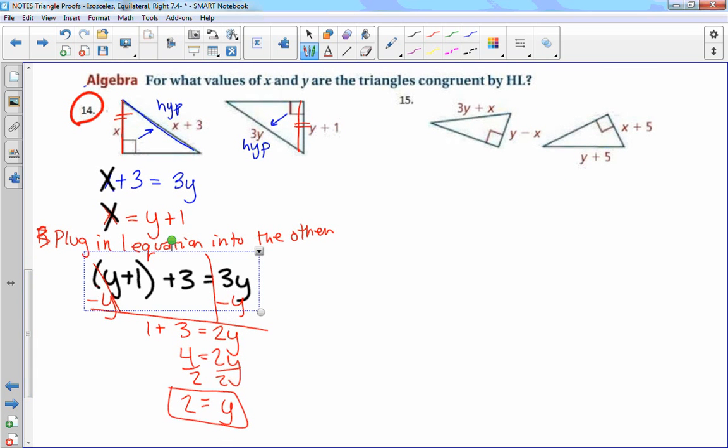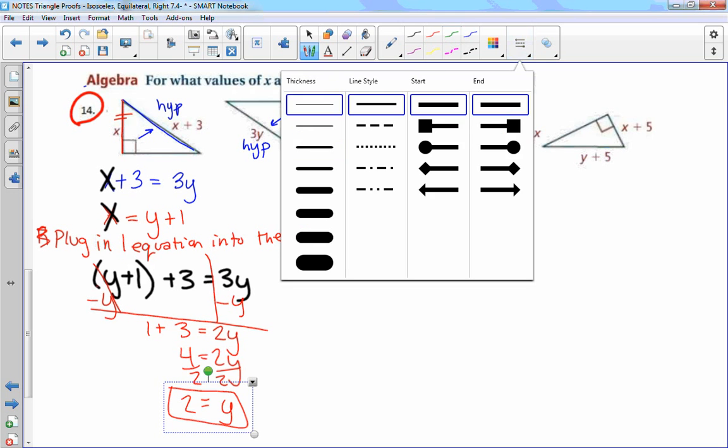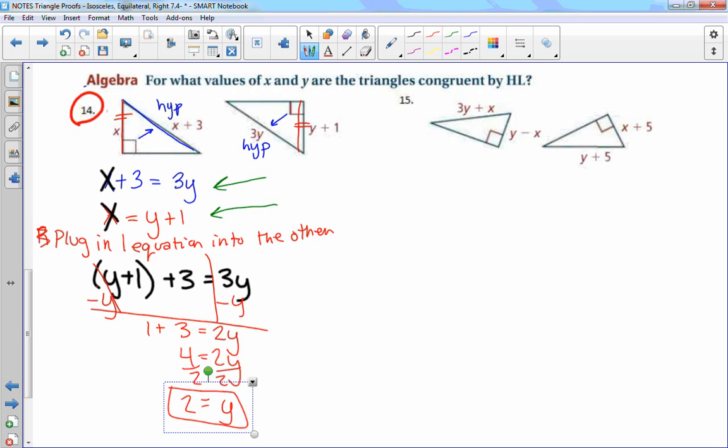Okay, but it wanted us to find x and y. We just found one of them. Do you have an idea of how we can find x now that we know what y is? Right here. And y is going to be what number? 2. We just found 2. Technically, you can plug it into either one you want, the top one or the bottom one. It just so happens that the bottom one is a little simpler. Y is replaced with 2, plus 1 tells us x is 3. And those are the values that make these triangles actually congruent by the hypotenuse-leg theorem.